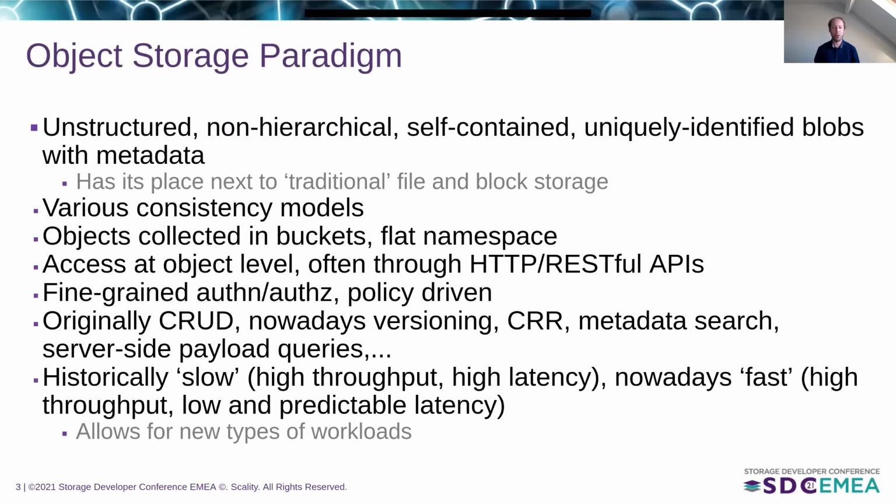Historically, object storage was perceived as being slow, even though most systems had very high throughput, but also latency was rather high. But nowadays, object store is also fast. It still has the high throughput as before, of course, but nowadays, object storage systems also give you low and, more importantly, predictable latency, which allows for new types of workloads, more transactional style workloads, which were not really possible before. I think definitely in the AI and ML world.